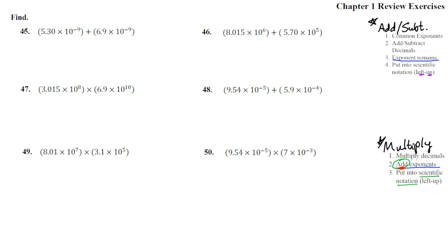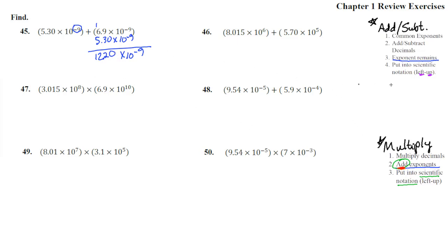Let's go. Number 45. We are adding them, so we need them to be common exponents. Oh, they are. This is great. 5.30, the zero kind of doesn't need to be there, times 10 to the negative 9. Good. 0 plus 0 is 0. We don't need that guy. 9 plus 3 is 12. Carry a 1. 1 plus 6 is 7, plus 5 is 12. 12.20 times 10 to the negative 9. Good. Notice that exponent remained the same.